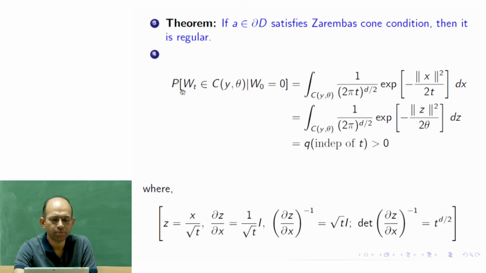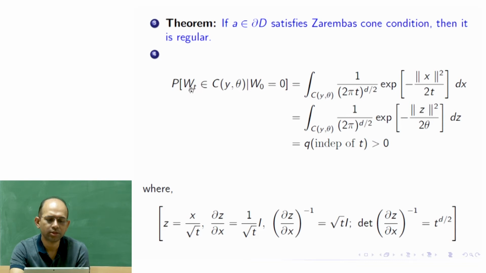So, take the conditional probability that W_t touches the cone C with direction y and aperture theta. We would like to find this probability. We know that Brownian motion is normally distributed for a fixed t. So here we have a fixed time t, and there it is in C of y, theta. To find this probability, we need to integrate the probability density function of the normal random variable over this set C of y, theta, which is the domain where we are integrating the density of W_t.